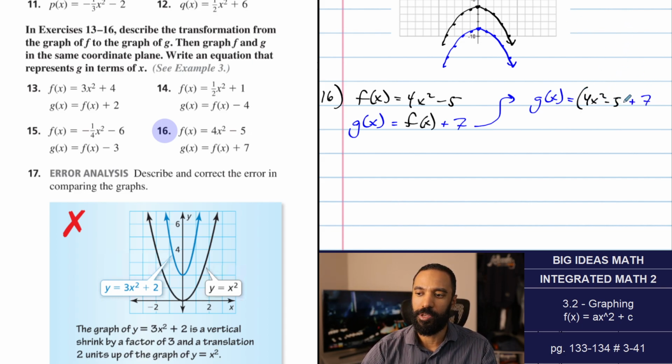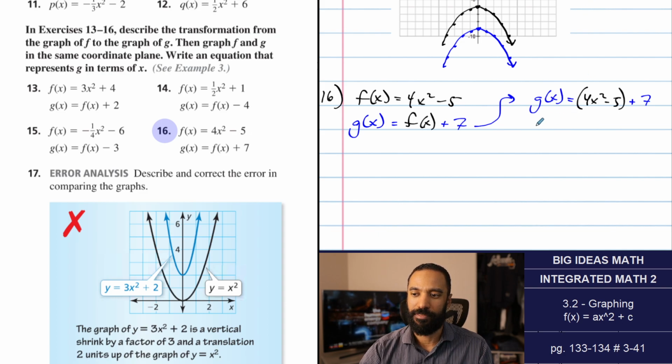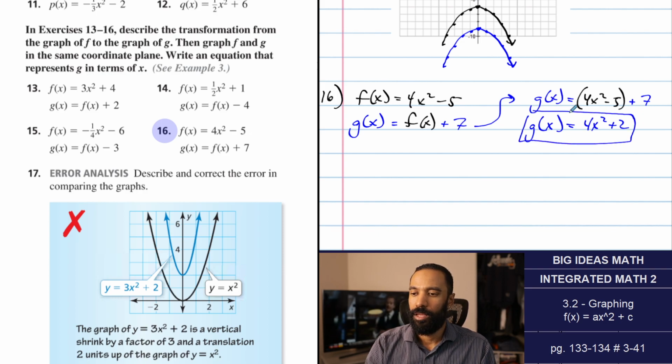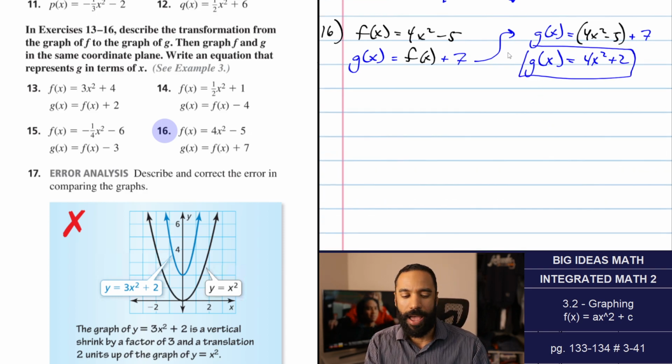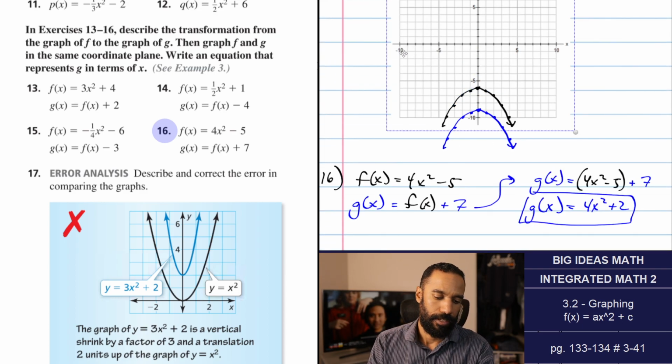You're probably supposed to be using parentheses around this, because if I had to do 2 times it or negative that or whatever, it would affect the whole thing. But negative 5 plus 7 is 2. I can actually write that now without parentheses. So it's 4x squared plus 2. Okay, so these graphs, that's right, I copied and pasted that guy.